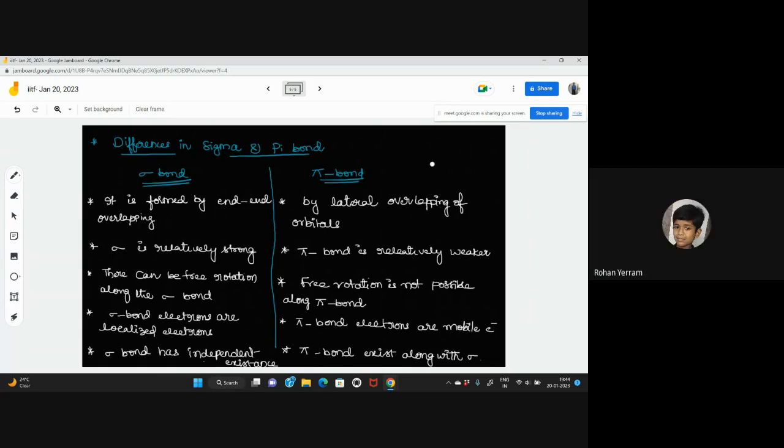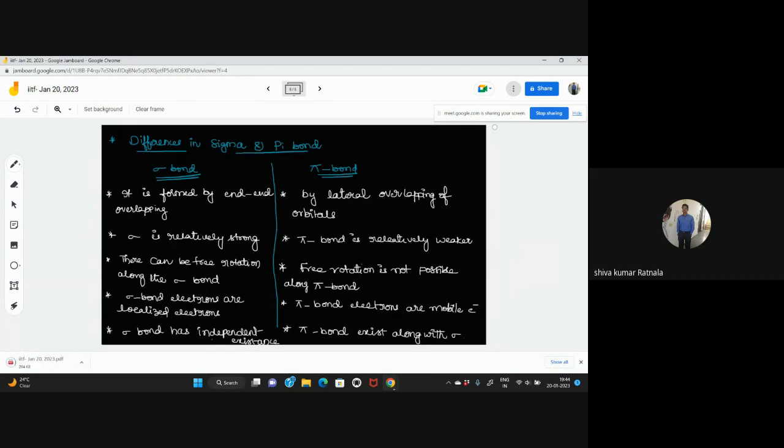Sir, could you explain how pi bond exists along with sigma bond? In any molecule, first it will form sigma bond only. After formation of sigma bond only, pi bond will form. Without forming sigma bond, pi bonds cannot form. I will show you tomorrow. But remember always, whenever between two atoms one bond is formed, it will always be sigma bond only. If two bonds are forming, one will be sigma, one will be pi. This we know, I think, right?